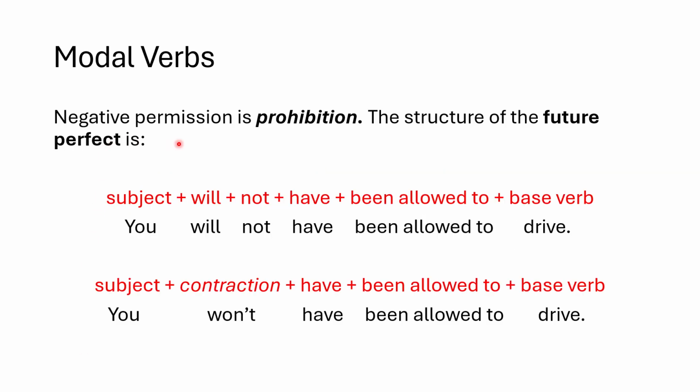Negative permission or refusal of permission is prohibition. The structure of the future perfect is subject plus will plus not, plus have, plus been allowed to, plus base verb. You will not have been allowed to drive. Will not can become the contraction won't. Remember, won't is irregular. Subject plus contraction plus have plus been allowed to plus base verb. You won't have been allowed to drive.